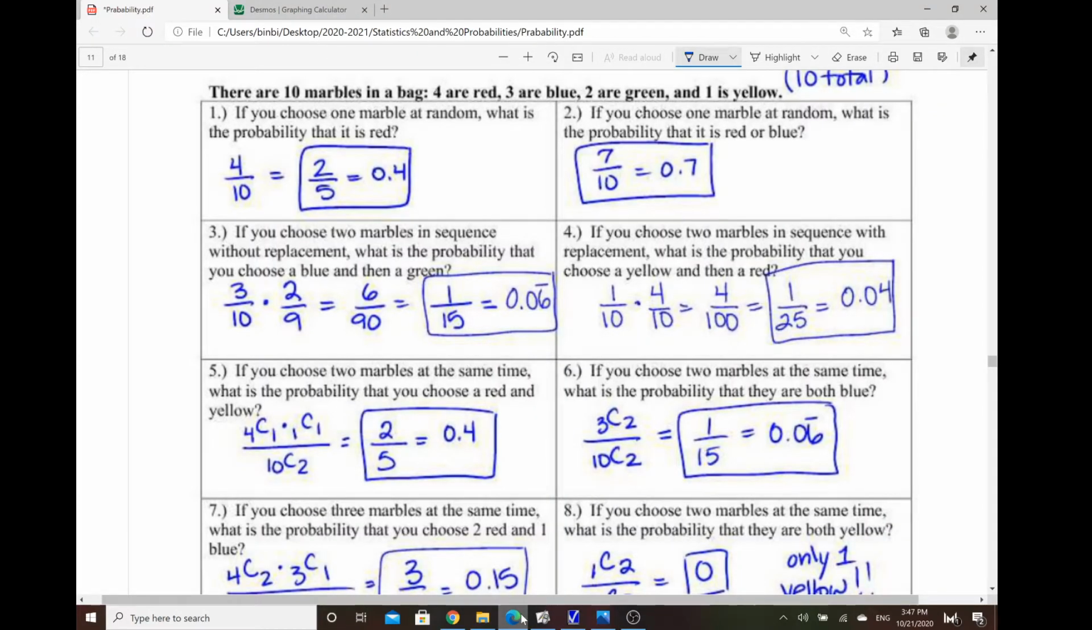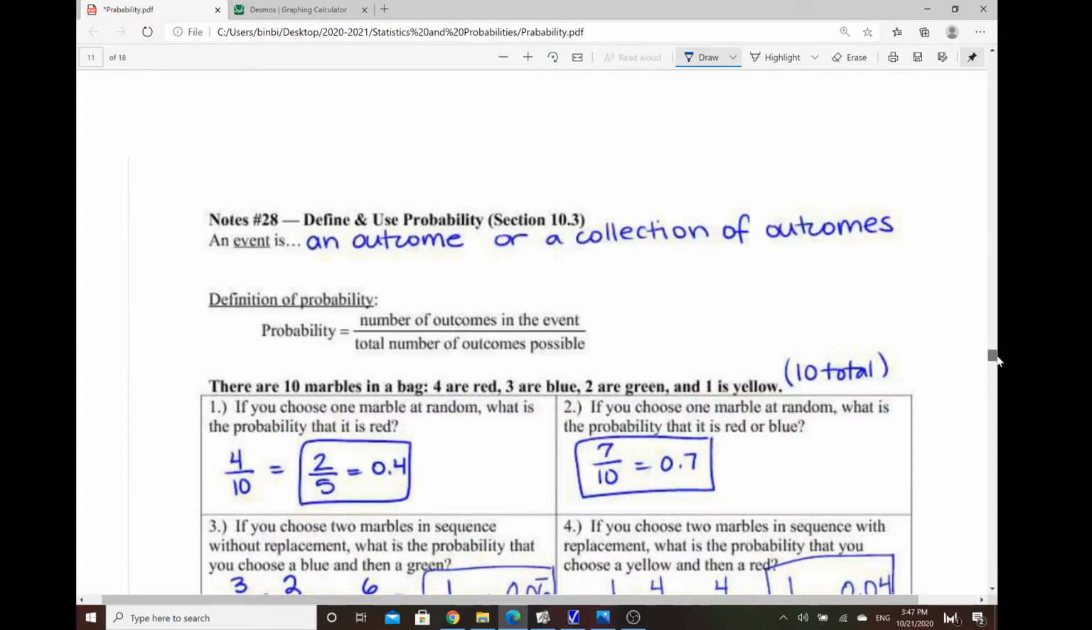So this one is just a continuation of the review packet. For chapter 10, we'll talk about probability, regular probability, conditional probability, overlapping and disjoint events, and also the probability for independent and dependent events. So let's start it off with the basics.